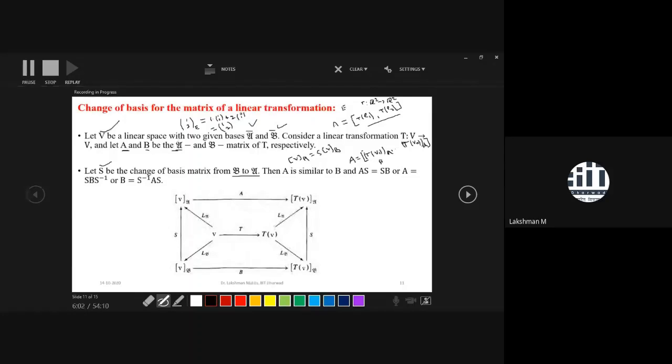Similarly, what is your B matrix? The B matrix is the matrix of this transformation with respect to the second basis B. So it would be what?